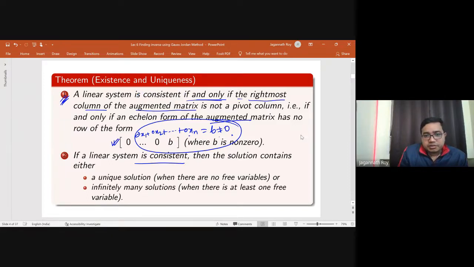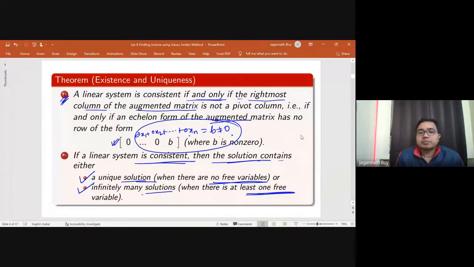Now, if a system is consistent, then we will have either a unique solution or infinitely many solutions. The unique solution occurs when there are no free variables. We defined what is a free variable and what is a basic variable in the last class. And infinitely many solutions occur if there is at least one free variable. So this theorem is very important. Whatever cases we have discussed so far are summarized within this theorem.